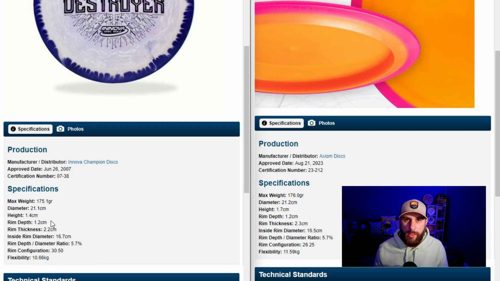And that's usually the first thing that people feel when they feel a disc. Usually it's the depth and the thickness of the rim. So we already know the thickness is a little bit more on the time lapse. And if we scoot down to rim configuration, this is the big part to be thinking about here. The rim configuration on a Destroyer is a 30.5, and on the time lapse it's a 26.25, which, if you guys didn't know, that's actually a pretty significant difference. Just for fun, let me see if I can pull up the Wraith.